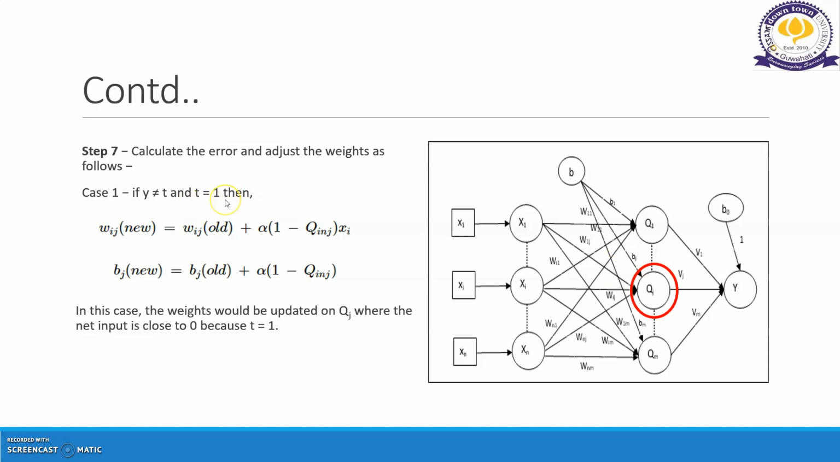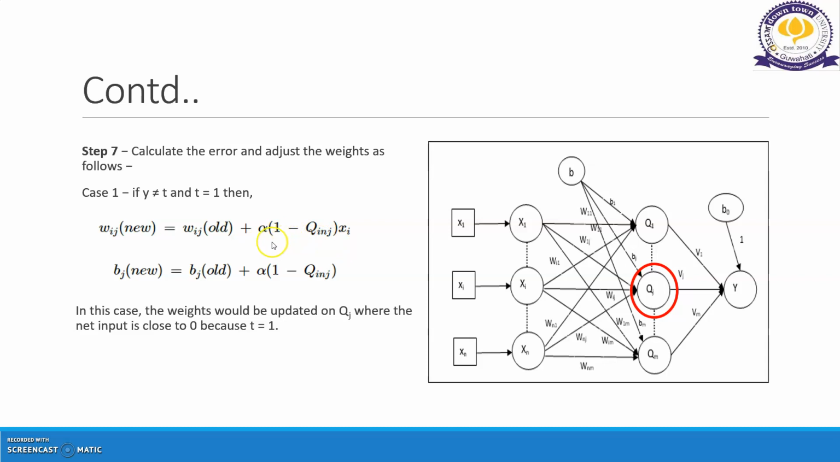Your target is 1, but your calculated output y is equal to -1. So if you consider for this particular Qj Adaline, the value is negative or close to 0, that means you are going to adjust the weights and bias only at this Qj Adaline unit. So just like the Adaline, the updated weight will be the old weight plus alpha, the learning rate, into the error into input.